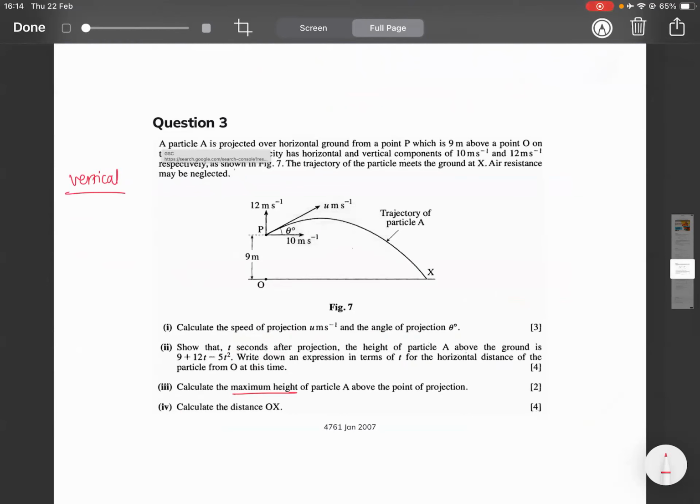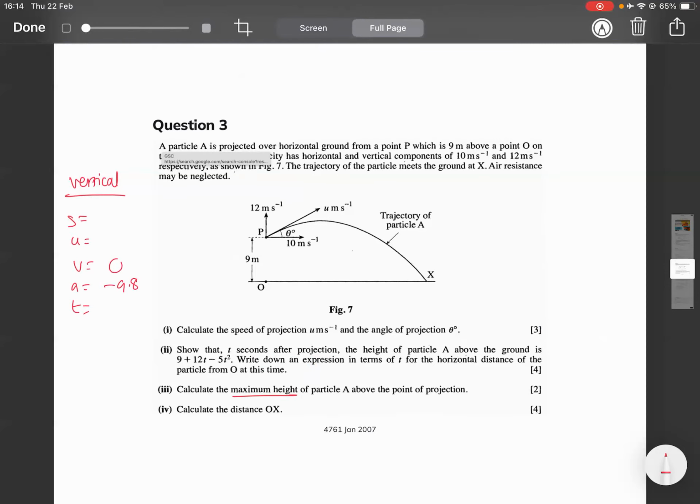These are all basically definitions. So maximum height is when it's about to change direction vertically, not horizontally. Horizontal is always the same. Vertical is going to change direction. So V would be 0 for a split second before it changes from positive to negative. So that's 12.